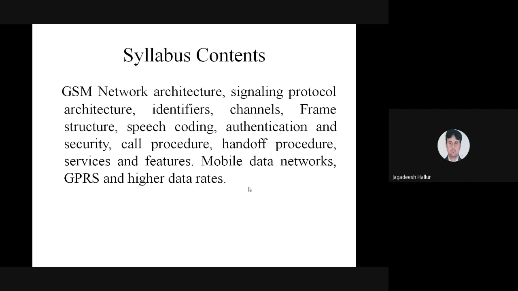Next, mobile data networks. Mobile data networks is nothing but the different generations we have seen, from 1G to 5G. The 5G is going to launch. That is different generations. 1G is first generation, 2G is second generation, 3G is third generation, fourth generation, and fifth generation. How they are going to use different generations in this mobile data network.